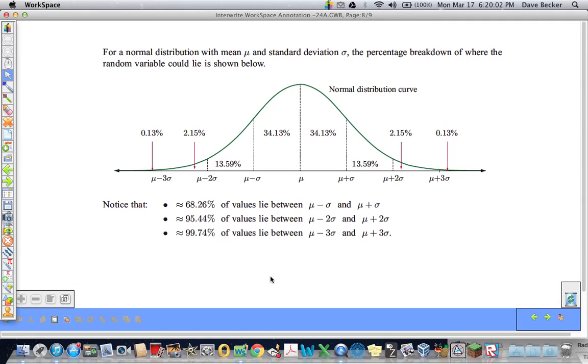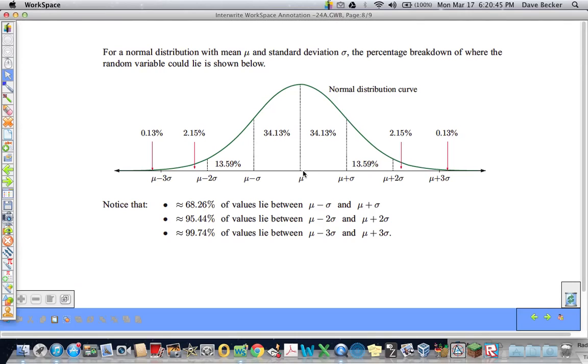Now, for normally distributed data, these percentages are more exact, and this is what we will be using, though you do not have to have this memorized. For a normal distribution with mean mu and standard deviation sigma, the percentage breakdown of where the random variable could lie is shown below. So there's a 34.13% chance that a random variable selected at random lies within one standard deviation above the mean, and the same thing below the mean, and a total of 68.26% are within one standard deviation of the mean.